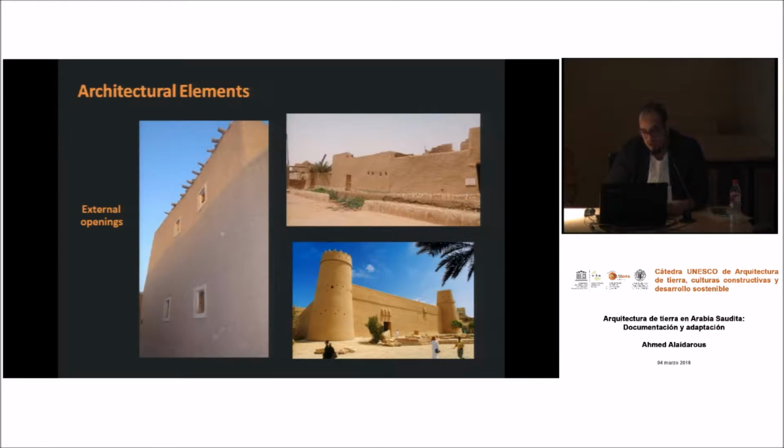So let's talk about the architectural elements. As you can see, the design of Najdi houses is too simple. Doesn't have a lot of decorative elements. That's caused by their environment, to protect from the hot weather or the sandstorm. Moreover, they are looking for privacy. So you can see the windows here are too small. Actually, they are used only for ventilation, without a lot of decoration elements.